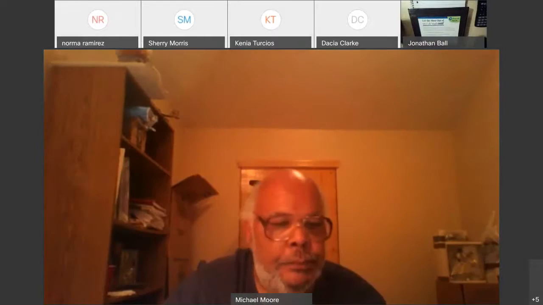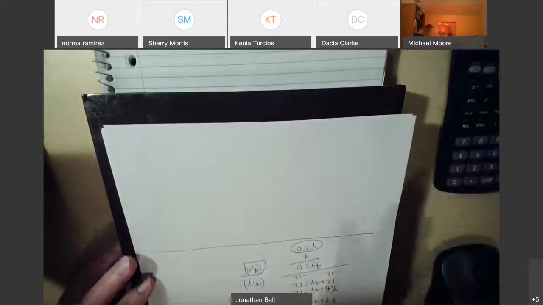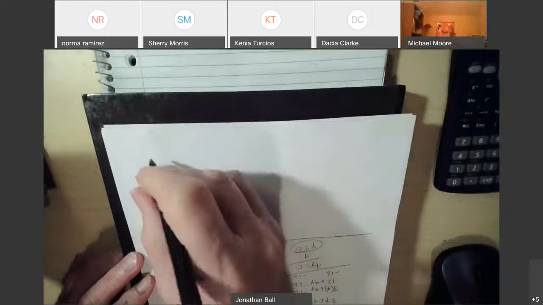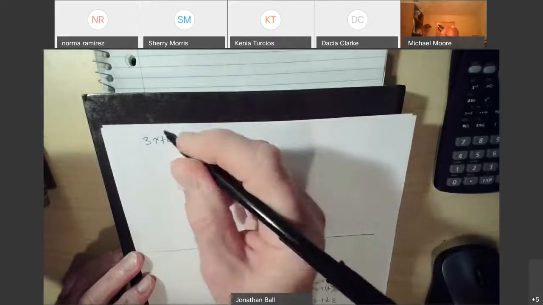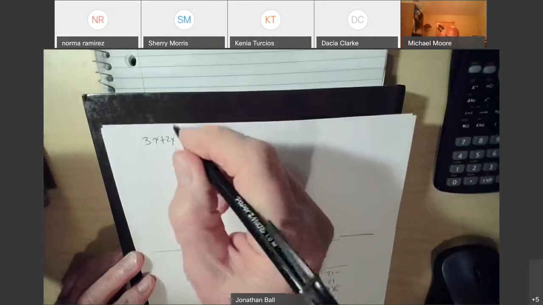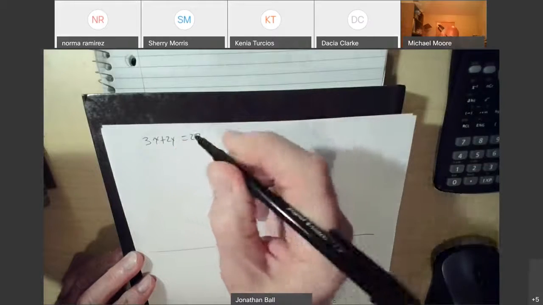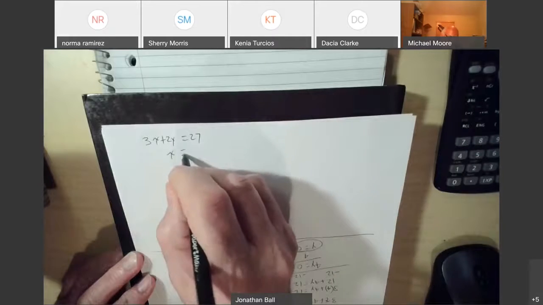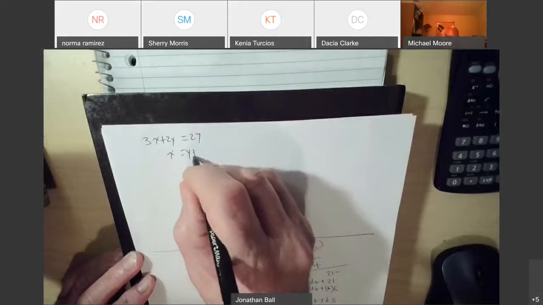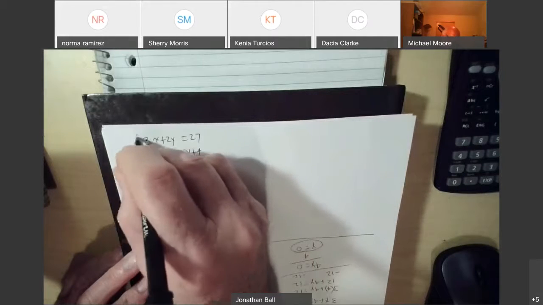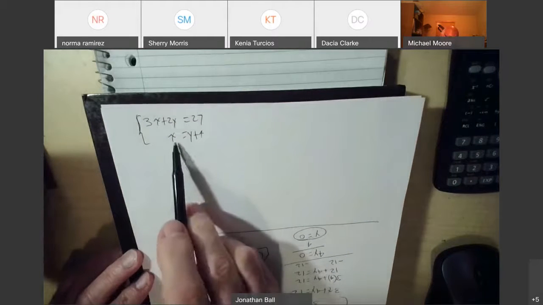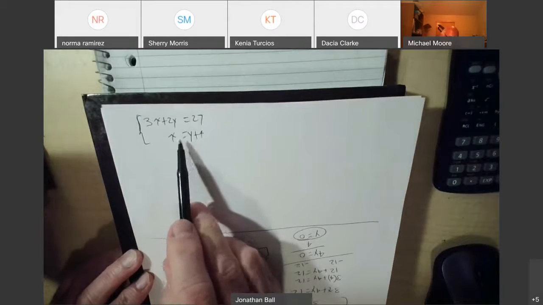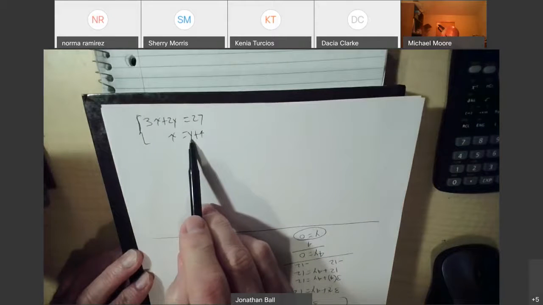Okay, let's do another one. Should have done this one in the first place. 3x plus 2y equals 27, and x equals y plus 4. System of equations. Now again, we're going to substitute. Remember, x and y plus 4 are the same. They're equal. They're exactly the same.